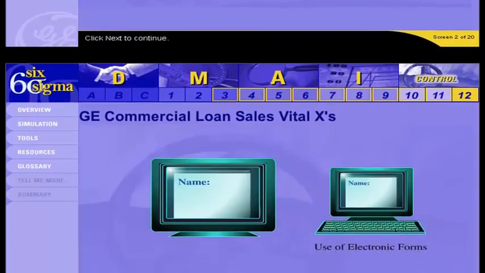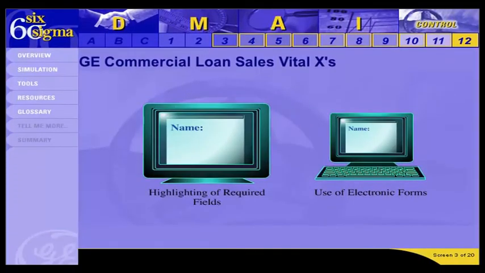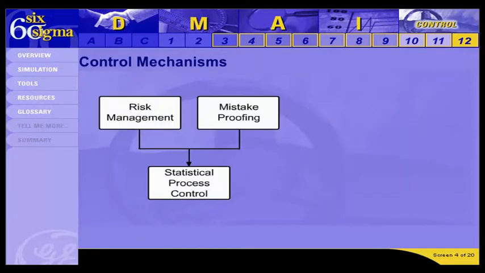Options. Here's a reminder of the X's that we need to control at GE Commercial Loan Sales. Keep them in mind as you are learning about the strategies, and we'll come back to the case towards the end of this lesson. Here are the three mechanisms you can choose from to maintain your process improvement. They are not exactly sequential, meaning that you don't try risk management first, then mistake proofing, and then SPC. However, there is somewhat of a hierarchy.